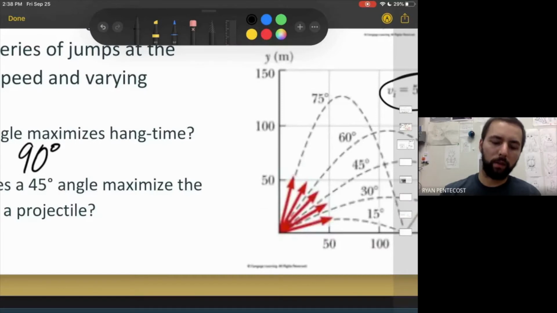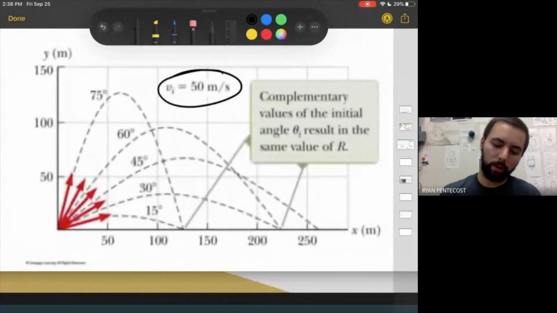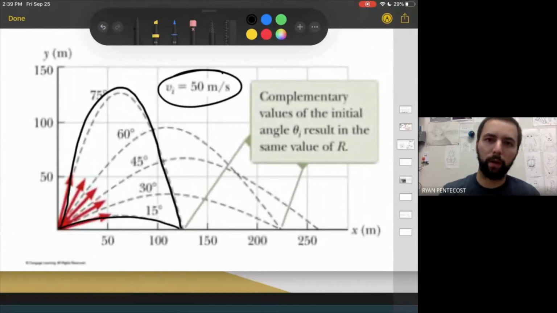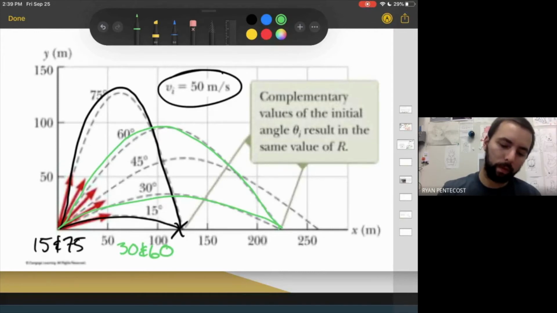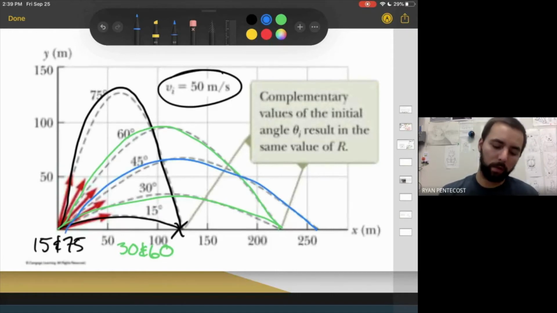So if 90 degrees maximizes time, why does a 45-degree angle maximize distance? So let's look. If we have a 15-degree angle here, but we also have a 75-degree angle here, they both land at the same spot. So 15 and 75 have this shared relationship. Then we also have, we'll use green, 30 and 60. Both of those angles have a relationship. But then 45 has the maximum distance, given that they are all launched at the same speed, right?